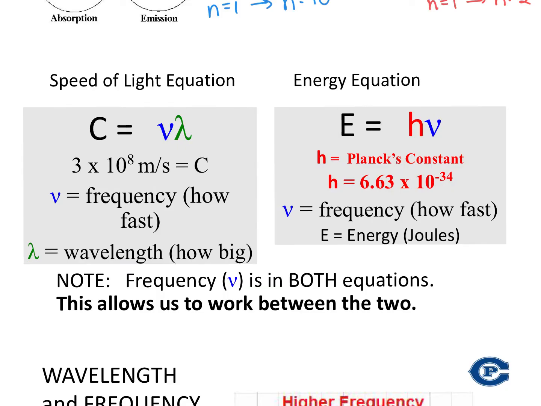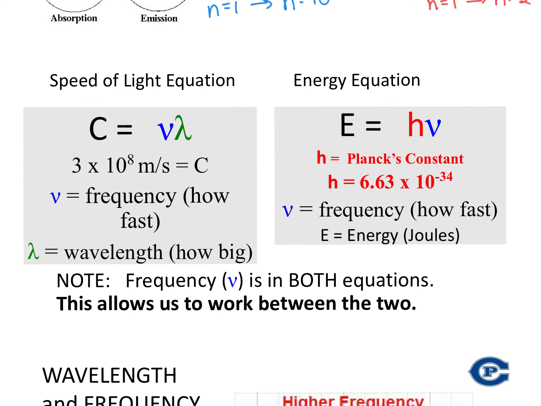So in this case, I'm going to have two different equations I'm working with. I'm going to work with my speed of light, which is c. This is a constant, so it's always 3 times 10 to the 8th meters per second. And it's equal to frequency, which is my v, times my wavelength. Frequency is how fast a wave is moving, and wavelength is how big.